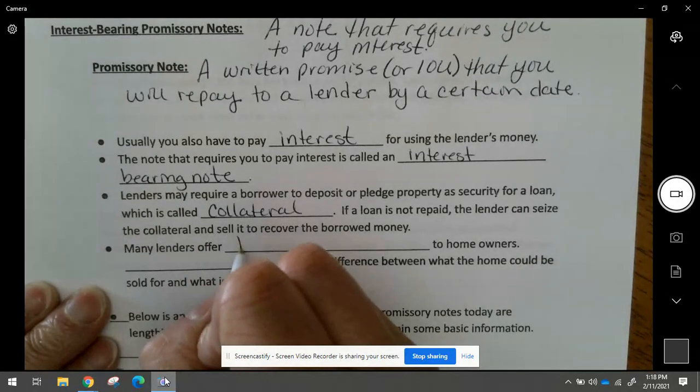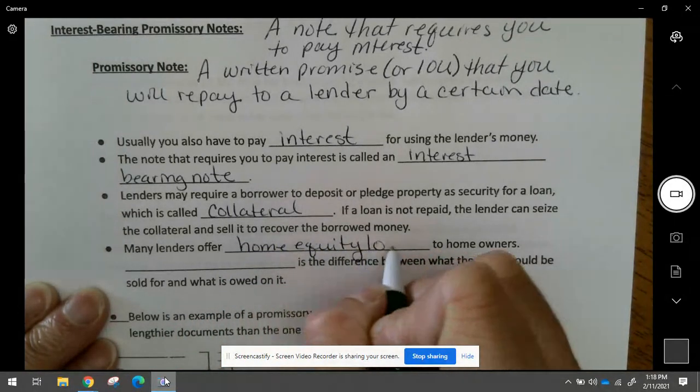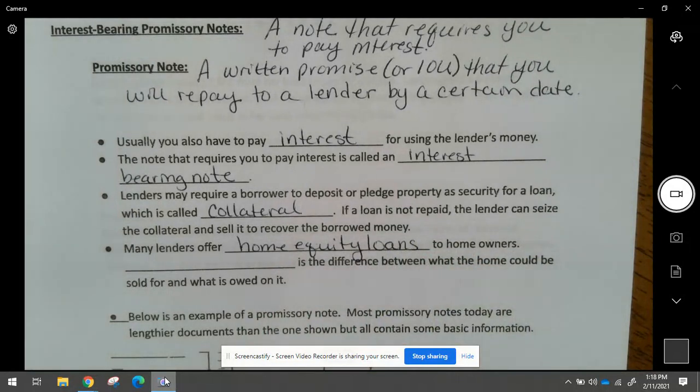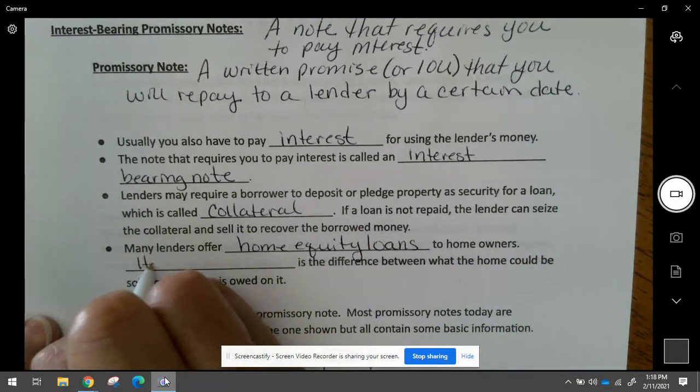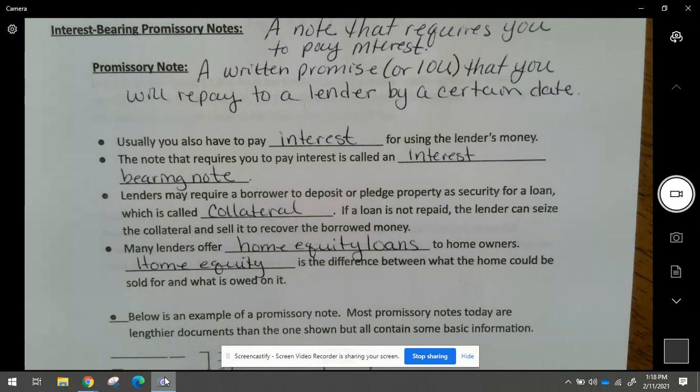Many lenders offer home equity loans to homeowners. Home equity is the difference between what the home could be sold for and what is owed on it. Okay? So say you have an appraiser come out and he appraises your home for a lot of money, $300,000, and what it's worth, and then you sell it for a lot more than that, then that's equity.